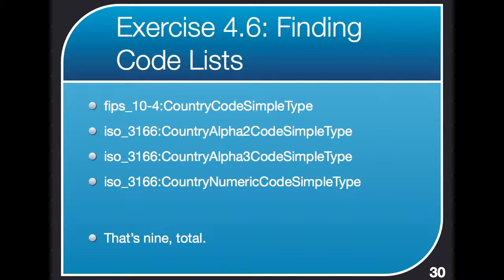There's also 3 ISO 3166 codes: Country Alpha 2 Code Simple Type, Country Alpha 3 Code Simple Type, and Country Numeric Code Simple Type. Yes, those are 2-letter codes, 3-letter codes, and numeric codes. So that's a total of 9 different code tables for the concept of a country, and they've all got slightly different ways of representing those different country codes. So just so you know, there's more than one way to do these kinds of things in the NIEM. It's just what happens when you have multiple authoritative sources providing code tables for what are fairly common concepts.